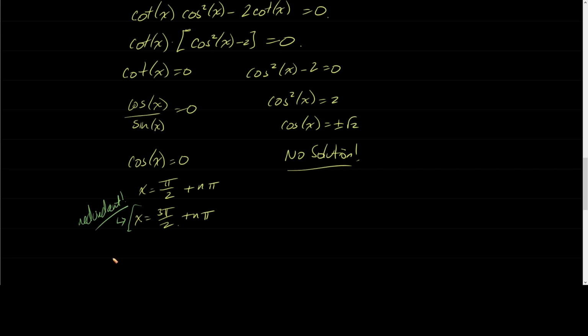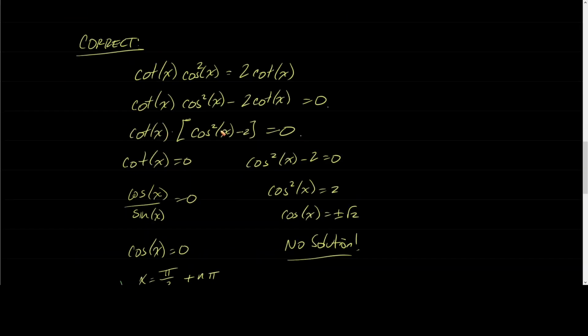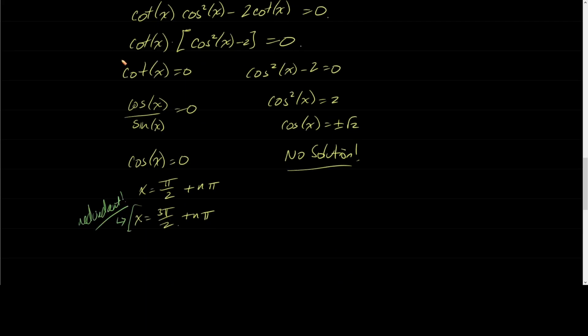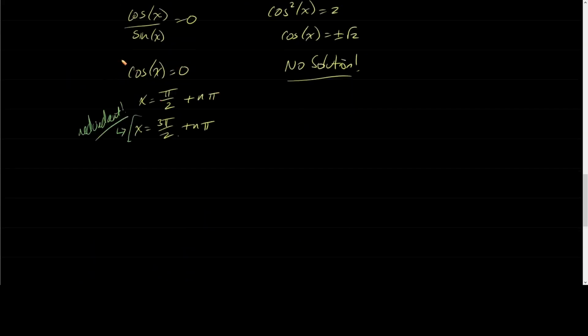Next one. So again, what happened incorrect over here was that we divided by cotangent. Never, in general, never divide by a function or by a variable on both sides of an equation. All right, you end up missing solutions like these. All right, so that was example C. Example D.